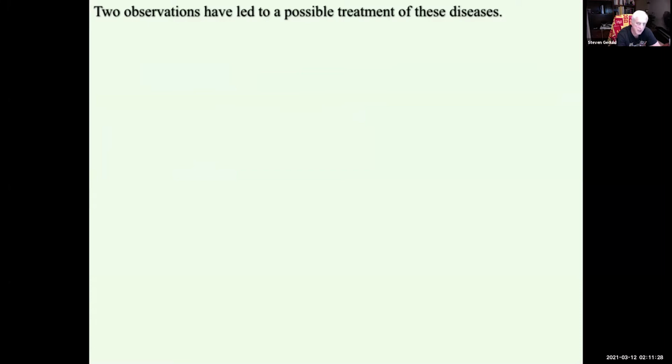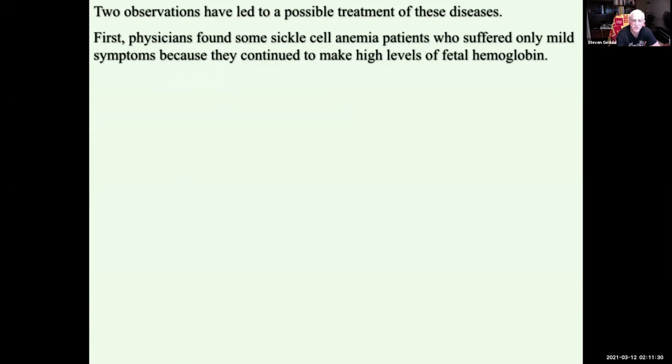There are 2 observations that led to the possible treatments for both these diseases. Physicians have found that some sickle cell anemia patients who suffer only mild symptoms continue to make high levels of fetal hemoglobin. In other words, their body doesn't shut off the gene that makes fetal hemoglobin. Normally, when the baby's born, the gene shuts off fetal hemoglobin and starts making the beta chain for the hemoglobin, and it gets to the normal affinity for oxygen. So if the baby has sickle cell anemia and doesn't shut off that fetal gene, it's going to still make fetal hemoglobin with a higher affinity for oxygen and be able to function normally.